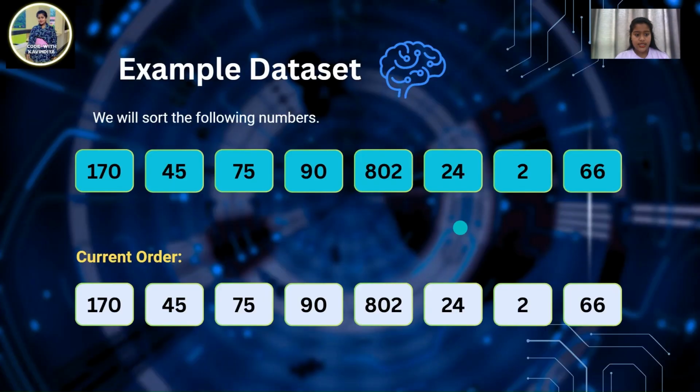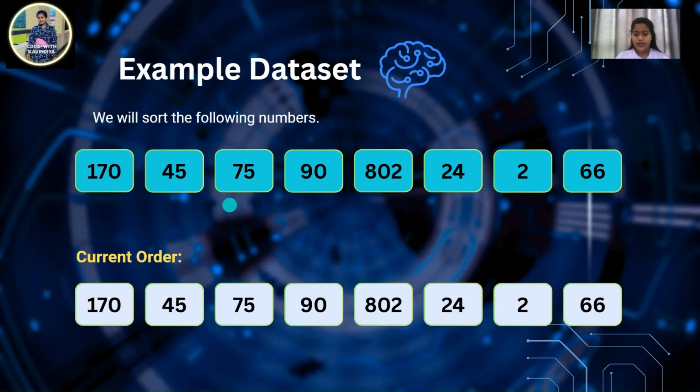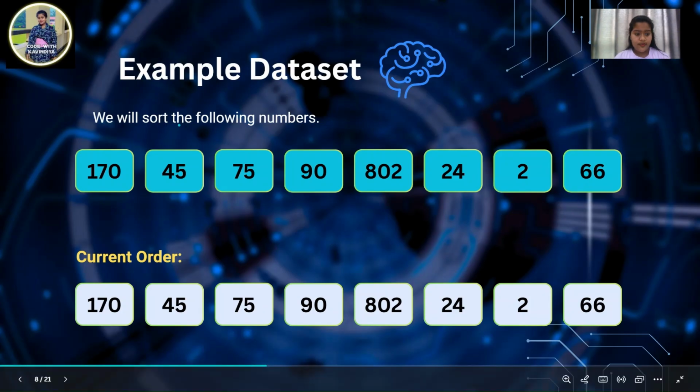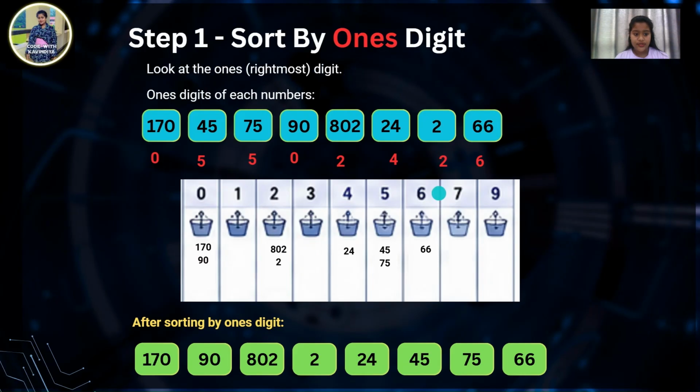Let's trace a full step-by-step example together. Here is our unsorted list of numbers: 170, 45, 75, 90, 802, 24, 2 and 66. Let's see how Radix Sort organizes these using buckets numbered 0 through 9. Step 1. Focus on the ones, the rightmost digit. Let's look at the ones digit of every number. 170 and 90 end in 0. So place them into bucket 0.